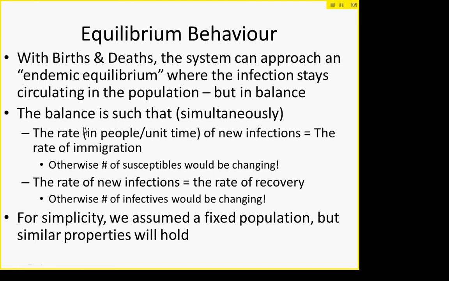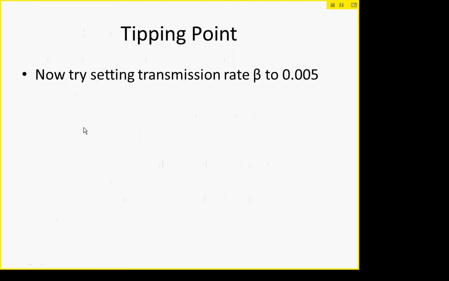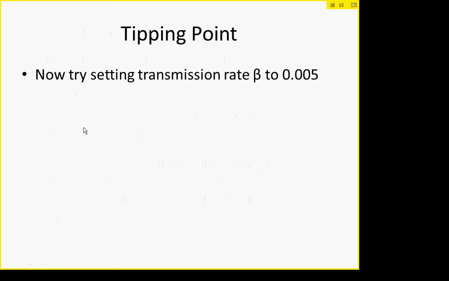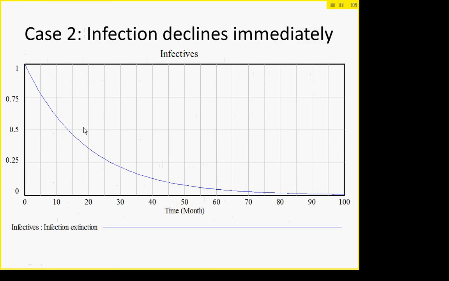For here, we've assumed a fixed population, but similar properties will hold for a whole population if you look at the fraction susceptible, fraction infected, etc. Okay, now, I had a little example here that we won't have a chance to get to, but if we set the transmission rate to a low enough value here as well, just as was mentioned earlier, we could get die out of infection.